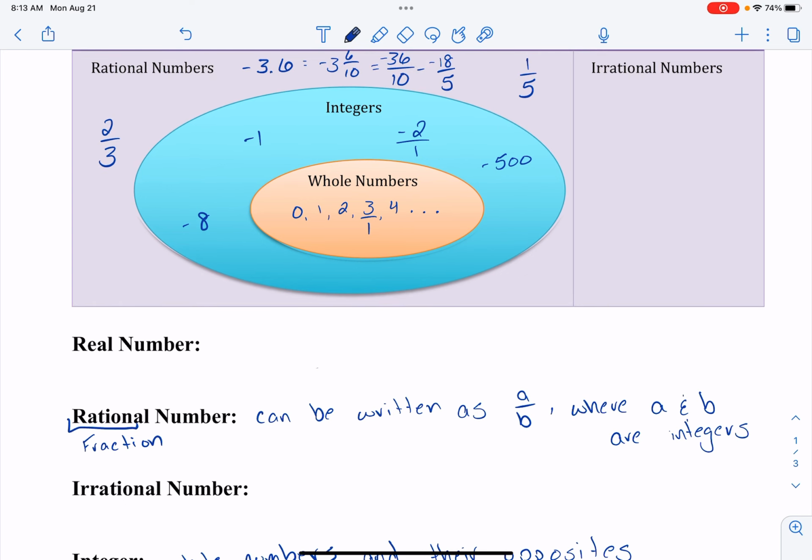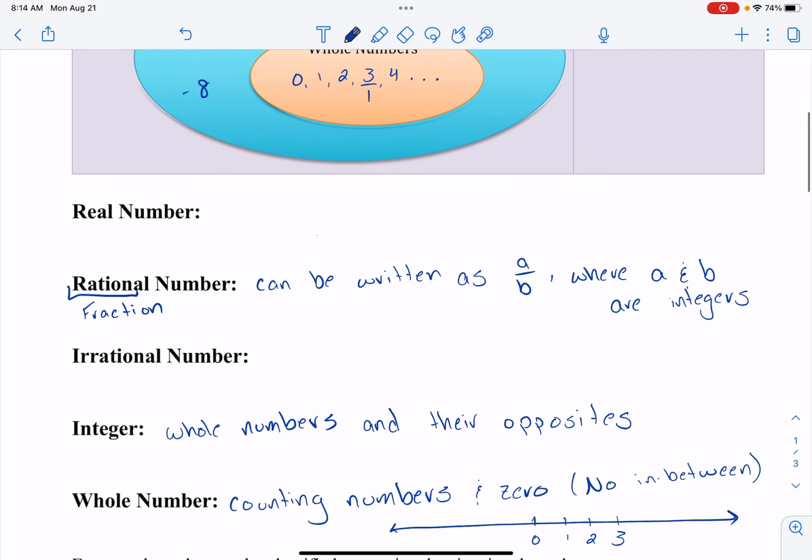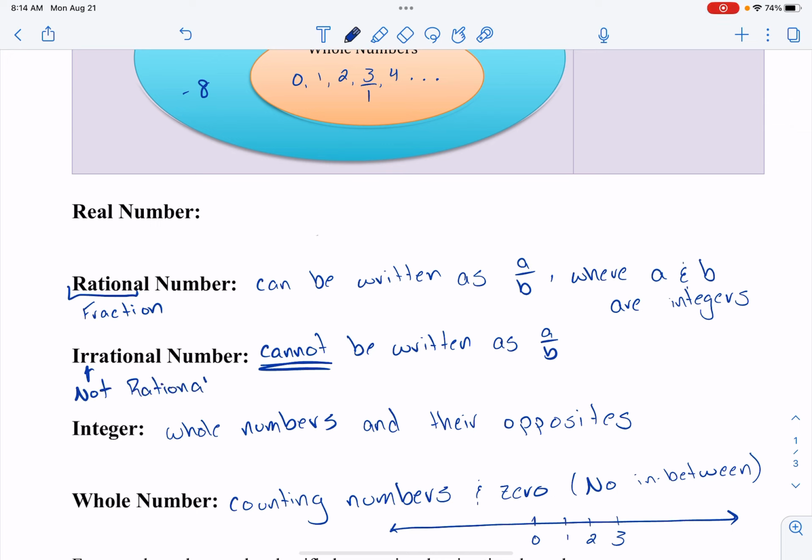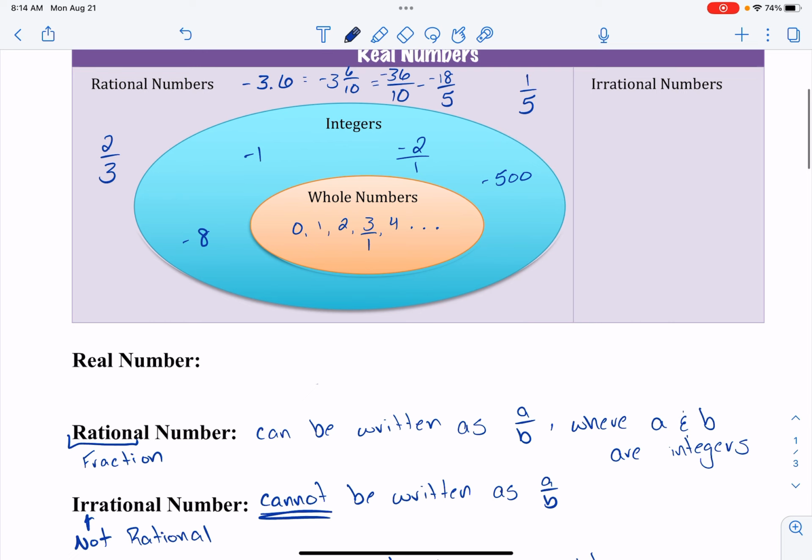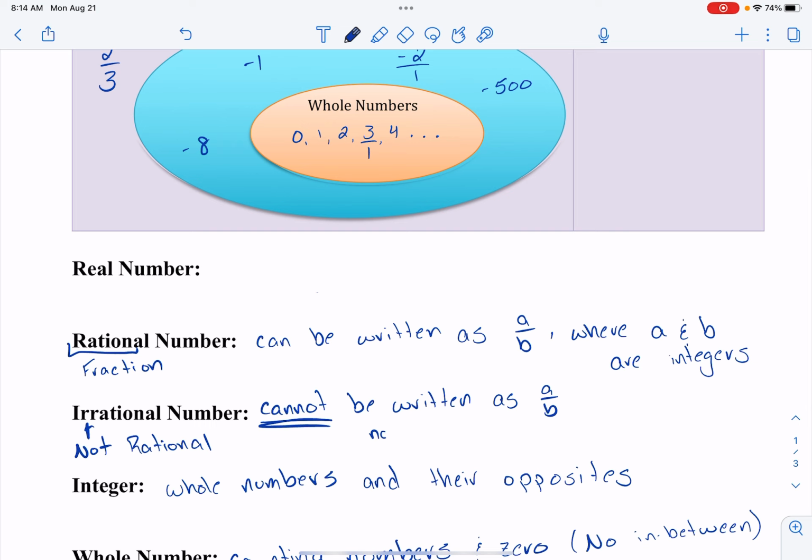Okay, whereas there are some numbers that cannot be written as a fraction. So basically, irrational numbers cannot be written as A over B. So irrational, I like to think of as not rational. And you might be wondering, what numbers are those? One of the most famous irrational numbers is the number pi. Usually they tend to be non-ending, non-repeating decimals.